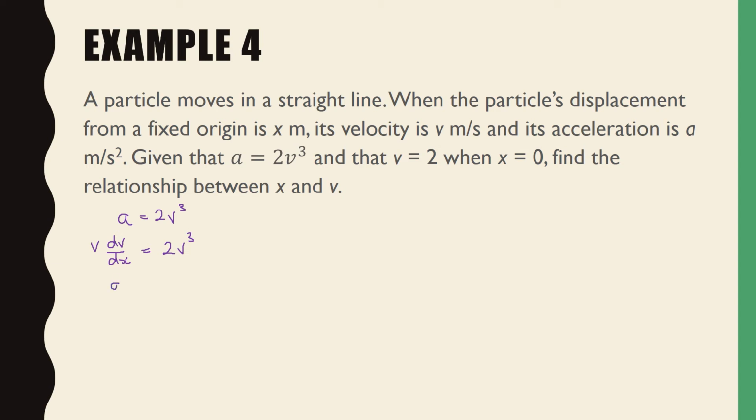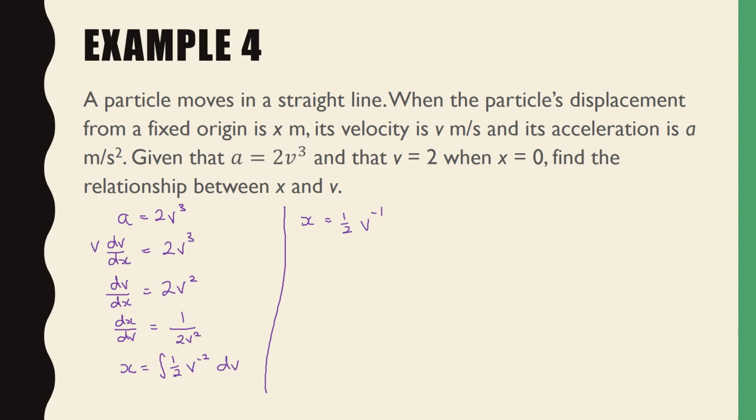So we can divide both sides by v to give us 2v squared. Now, to be able to integrate, we will have to flip over our expression, which means we're going to get x is the integral of 1 over 2 v to the power of negative 2 dv. So to solve this, we add 1 to the power, which makes it negative 1, and divide by the power, which will make that negative, plus c. So x equals 1 over 2v plus c.